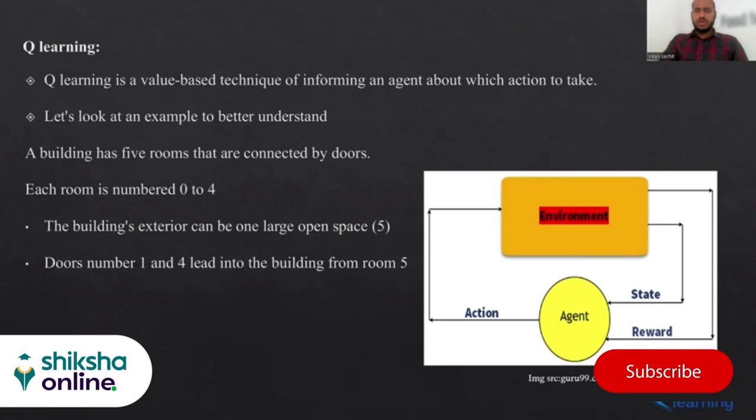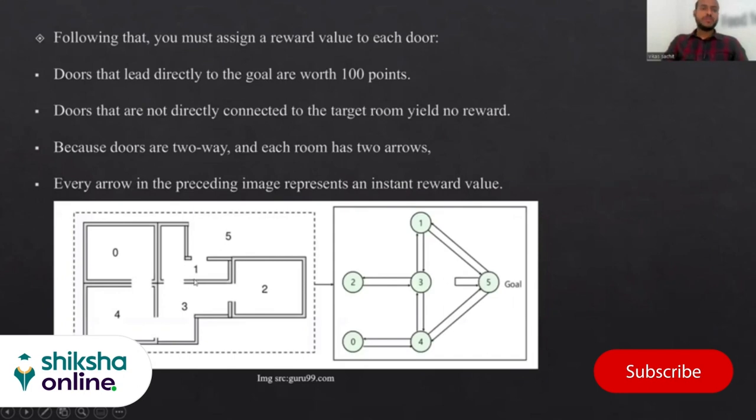So let us understand this in the following example. This is the same graph I have taken for our easy understanding. For example, there is a building which has 5 rooms that are connected by doors. Each room is numbered 0 to 4. The building exterior can be one large open space, 5. Doors numbered 1 to 4 lead to the building from room 5.